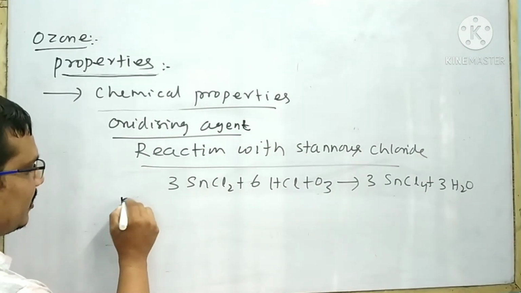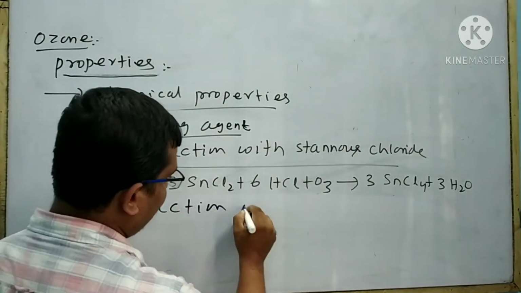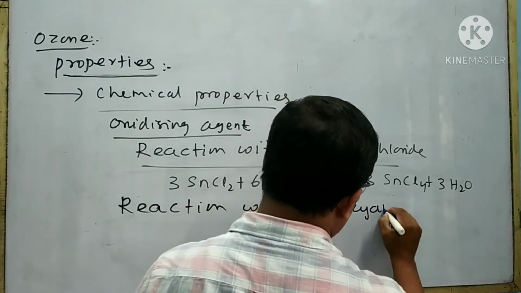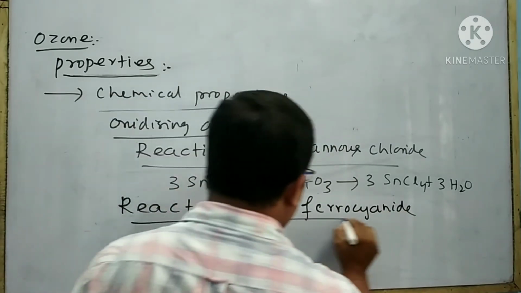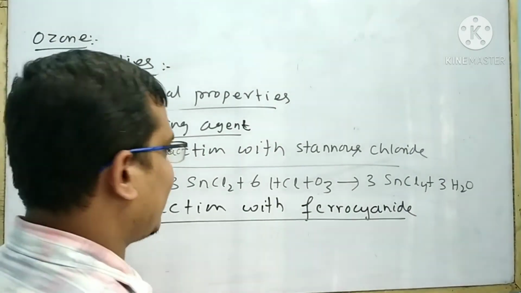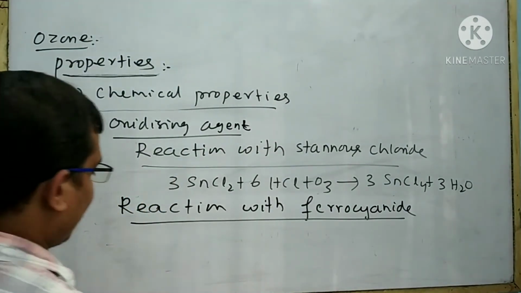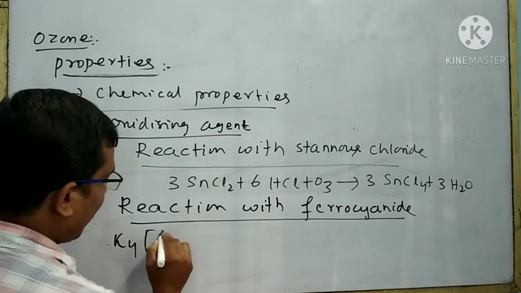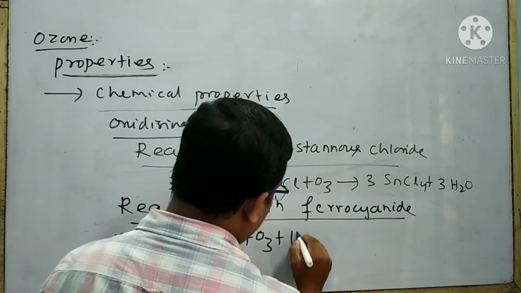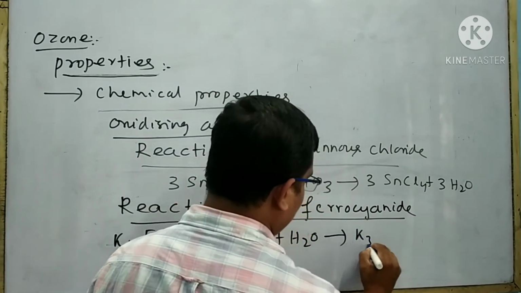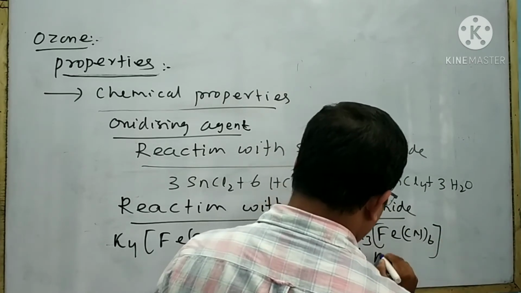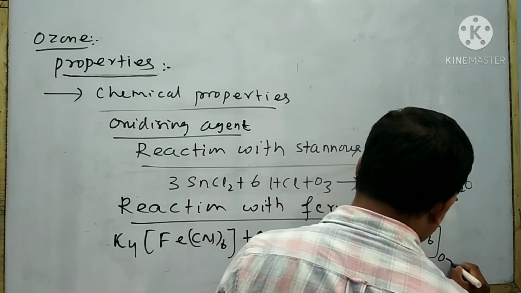Next reaction is the reaction with ferrocyanide. Ozone oxidizes the ferrocyanide to ferricyanide. Suppose I will take a reaction: K4Fe(CN)6 plus O3 plus H2O gives K3Fe(CN)6 plus KOH plus O2.